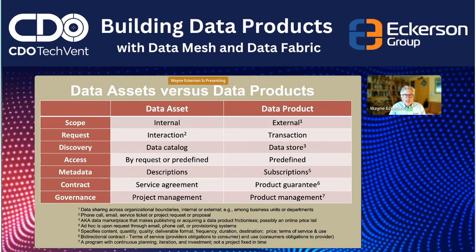With metadata, you've got descriptions of the asset. With a data product, you have subscriptions. Who can access what content, at what frequency, for what duration, to be delivered through what channel, in what format, to what target. Right? Those things have to be defined upfront, either fixed or as options.